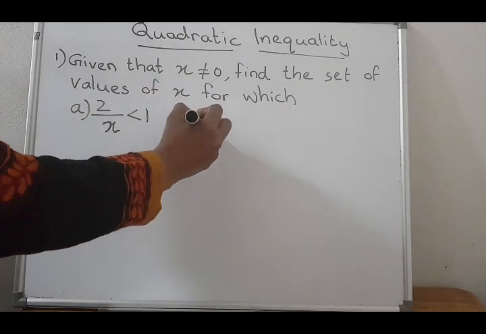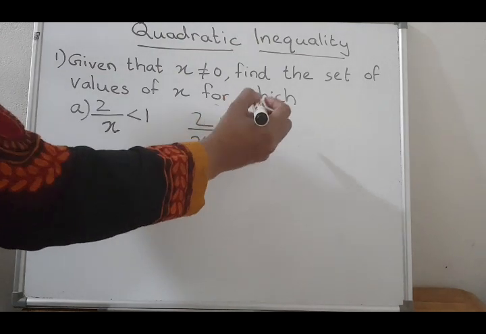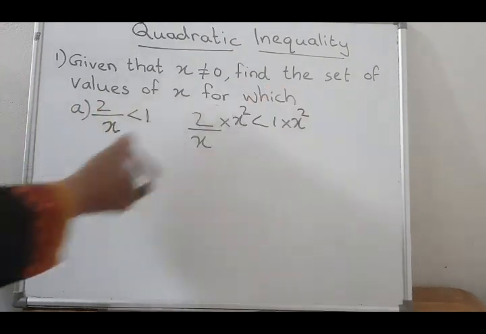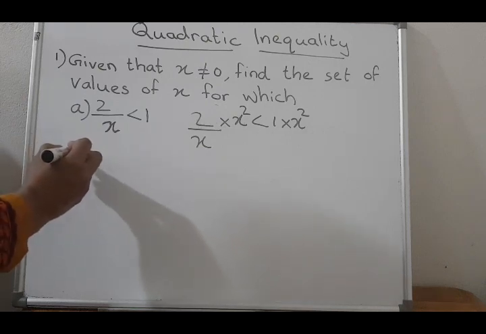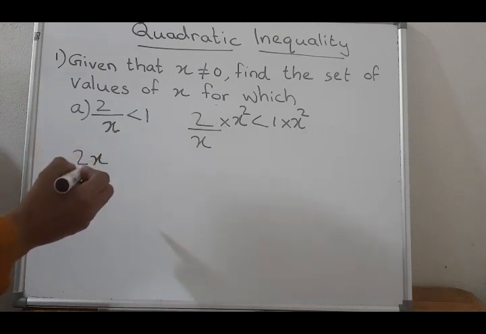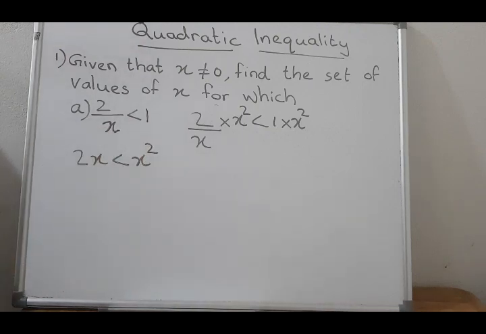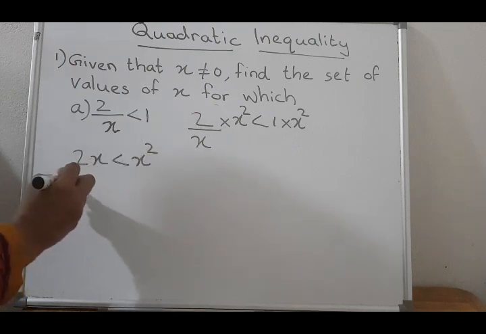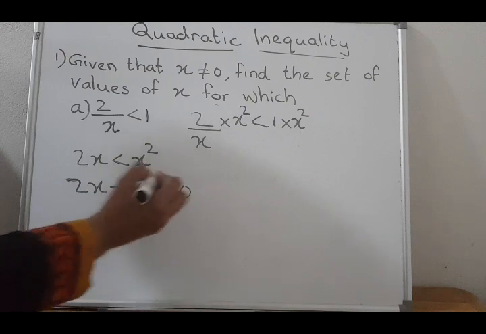So we will see what happens when we multiply both sides of the inequality by x square. So this is like 2 divided by x times x square less than 1 times x square. See what we are going to get. That is 2x is less than x square. So this we can write as 2x minus x square is less than 0.